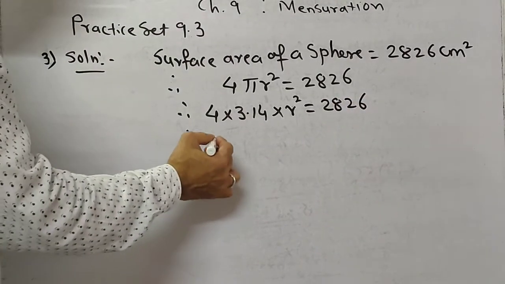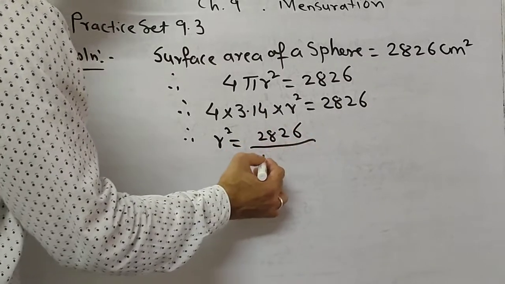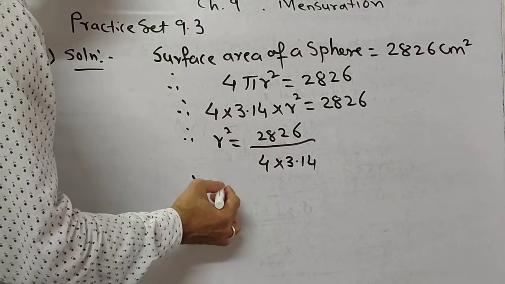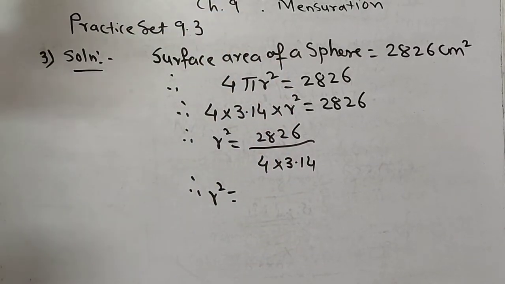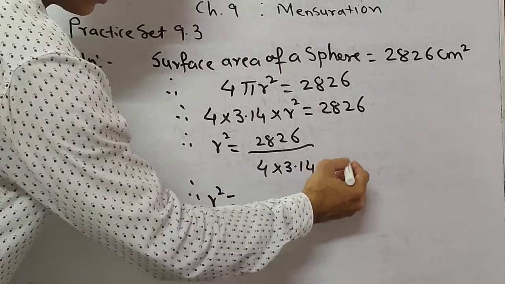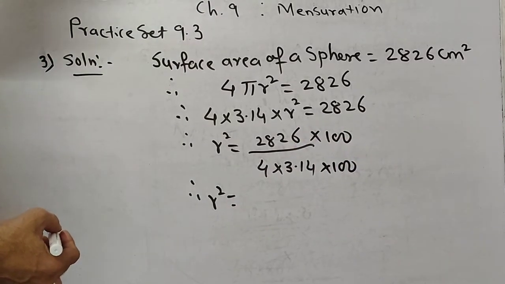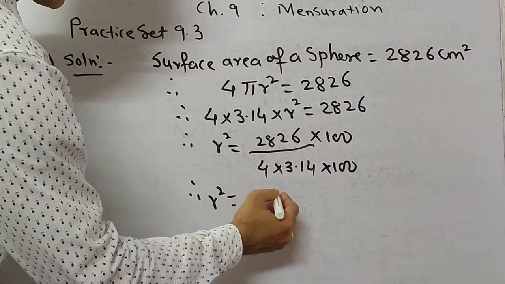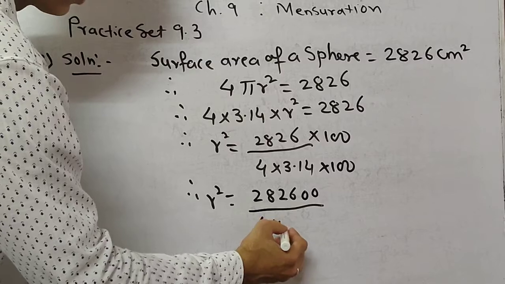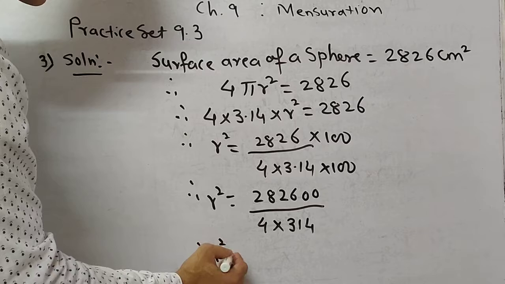Okay, therefore r square is equal to 2826 upon 4 into 3.14. So here first of all we have to remove the decimal point. You will multiply by 100. Here also you will multiply by 100. Okay, for removing the decimal point you will multiply by 100. You will get 282600 upon 4 into 314. Now cancellation.